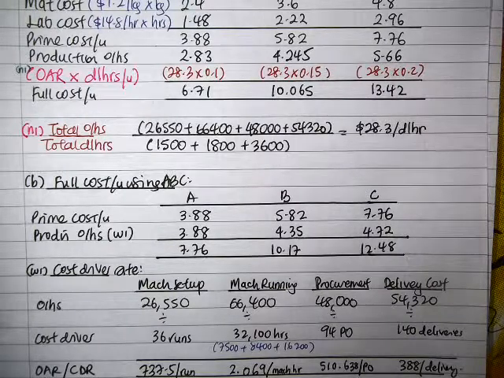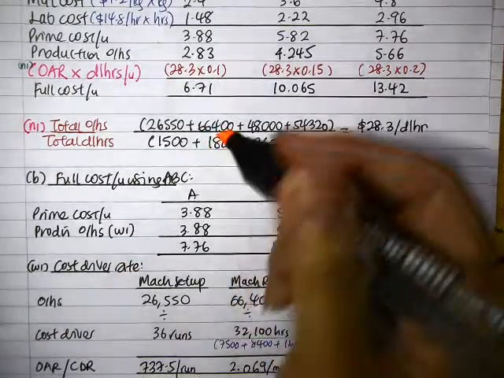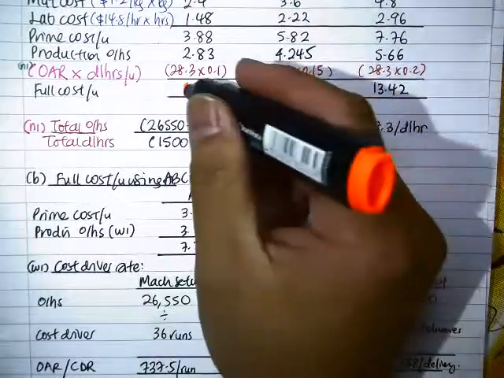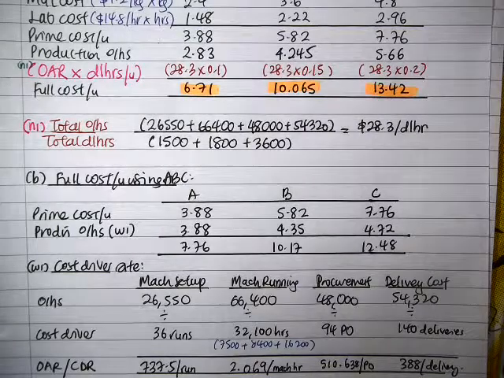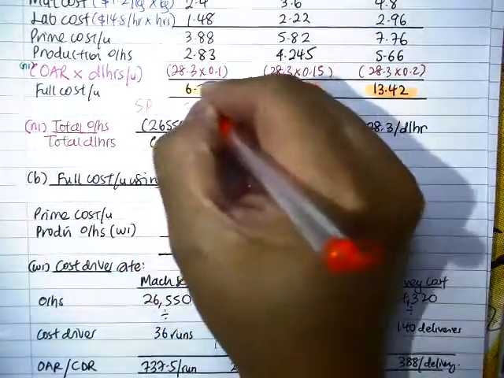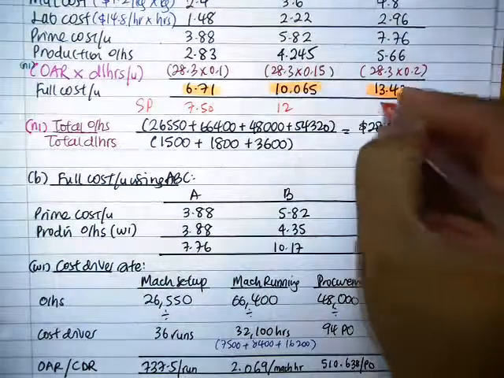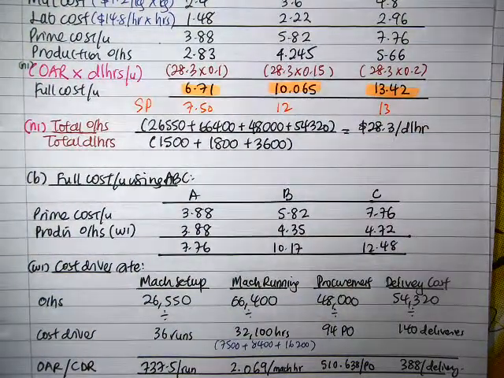Now we probably notice that if you're using the traditional system, which is what they're doing right now, right? They are selling A at 7.5. I just write the selling price here to compare, 7.5, 12 and 13. Okay, so if you look at the situation, then you probably will say that product C is loss making, right? Now if product C is loss making, what are you going to do?